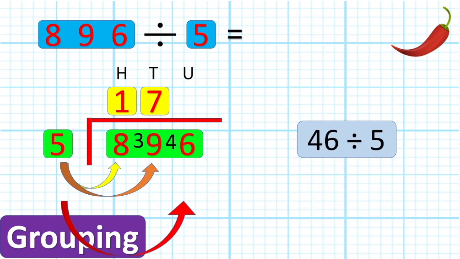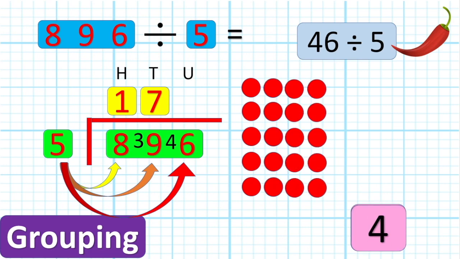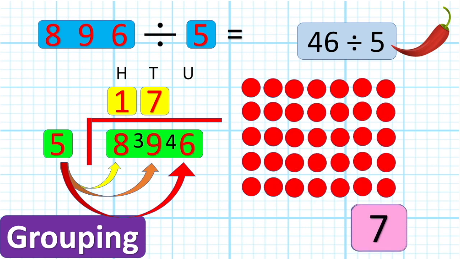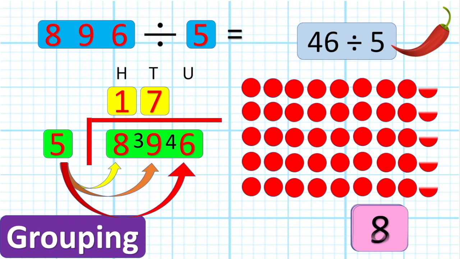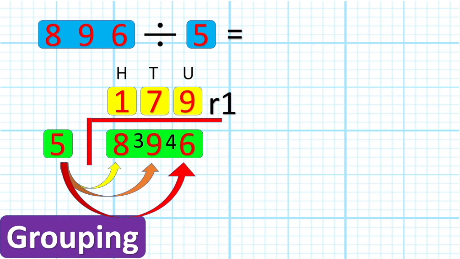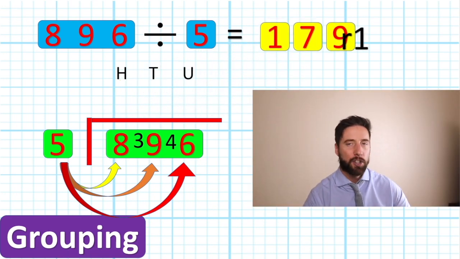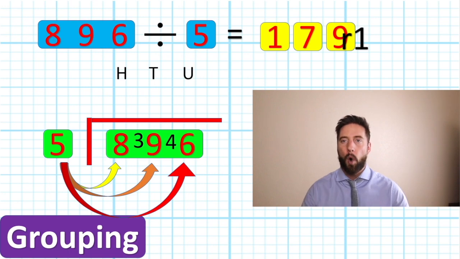Okay, last bit says how many 5's are there in 46? Again, let's do the same thing. 5, 10, 15, 20, 25, 30, 35, 40, 45. Can't go to 50, so I've got 9. What's the difference between 45 and 46? I've got 1 left over. So my answer is 179, remainder 1. 896 divided by 5 is 179, remainder 1.